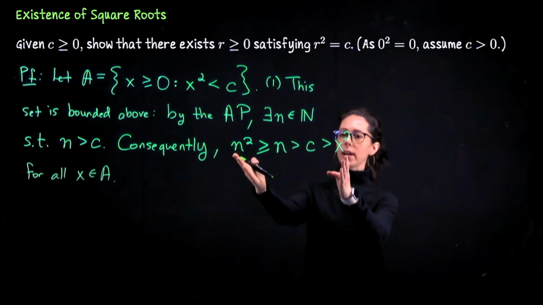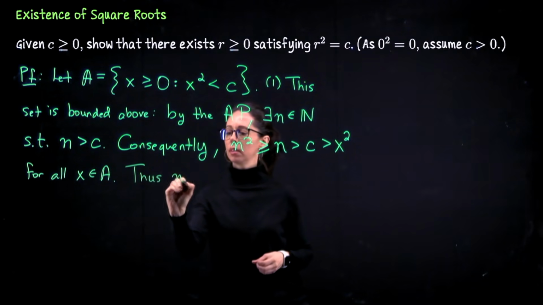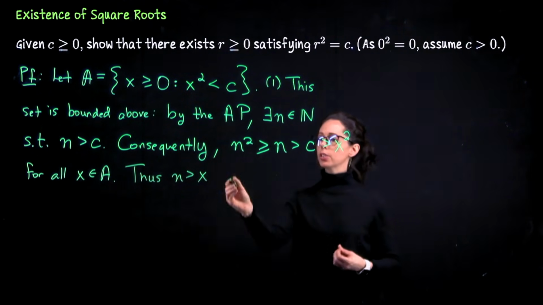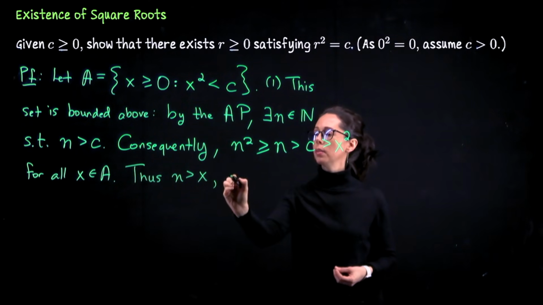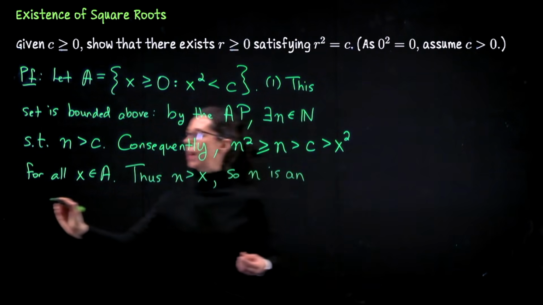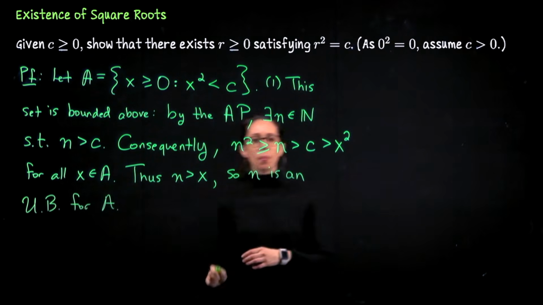Comparing the left side and the right side, n is greater than x. There I'm using order axioms for the real numbers. n is greater than x, so n is an upper bound for A. So n is an upper bound for A. Let me pause right here.